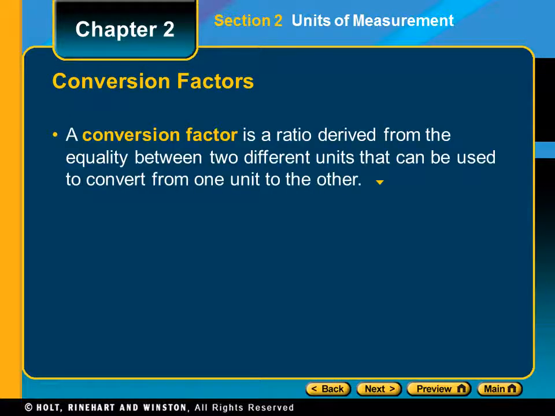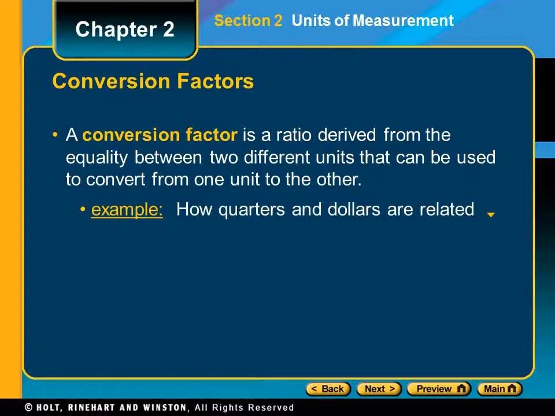That brings us to a discussion about conversion factors. Okay, these are important. A conversion factor is a ratio derived from the equality between two different units that can be used to convert from one unit to another. An example, how do we understand what that means? Well, quarters and dollars. Okay, we know that they're two different units, but there is an equality. A certain number of quarters equals $1, okay, and vice versa.